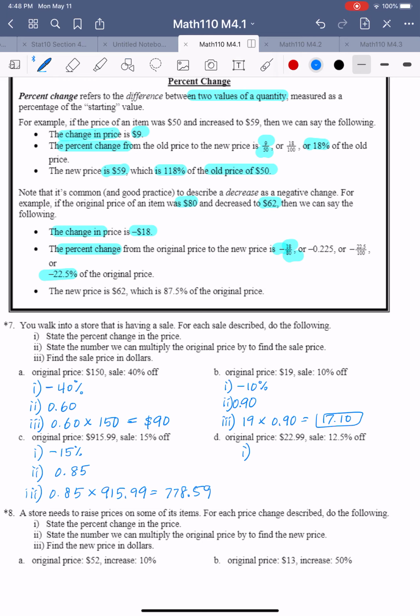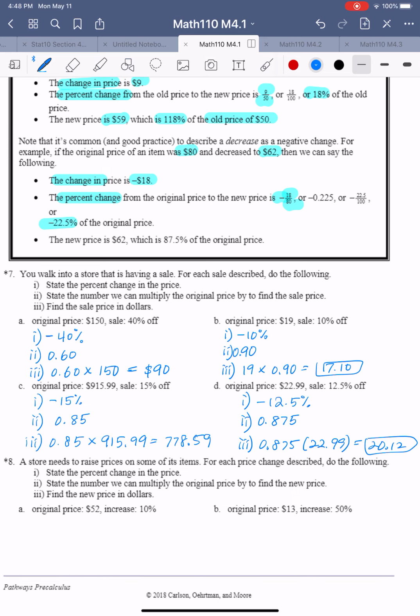Number 1 for D, the original price was $22.99. The sale is 12.5% off, which means negative 12.5%. And in order to get the number that multiplies the original price to get the sale price, it is 100% subtract the 12.5%, which makes it 87.5%, and changed to a decimal, 0.875. And number 3, in order to get the sale price, you multiply 0.875 by the original price, which is $22.99, which is $20.12.